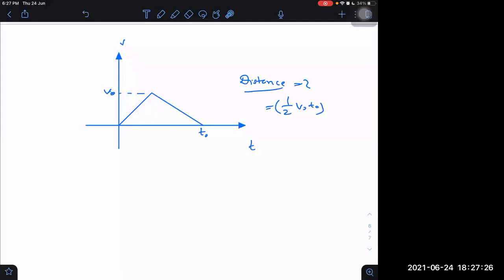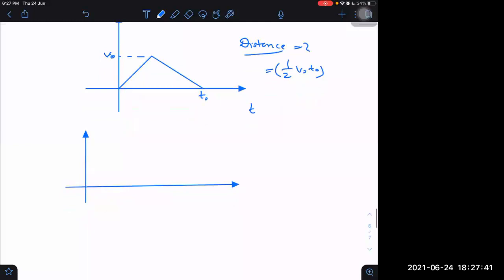Is the velocity changing sign here? Not changing sign. If it is not changing sign, then distance and displacement will be exactly the same. When will distance and displacement become different? They will become different when velocity starts changing sign. Then we have to worry about that.